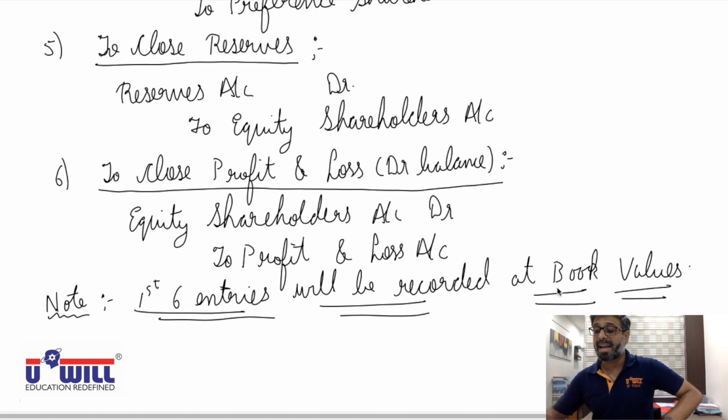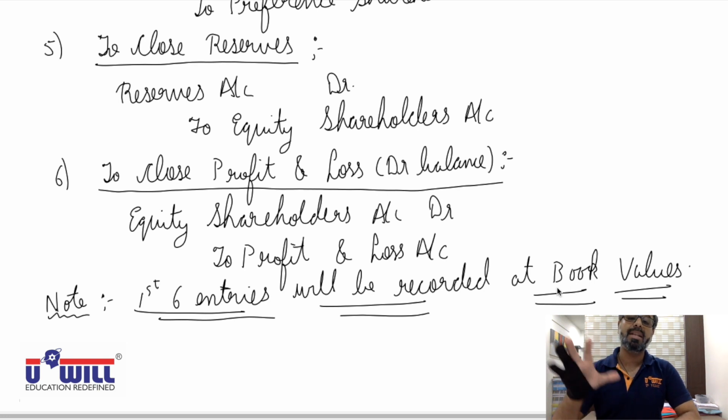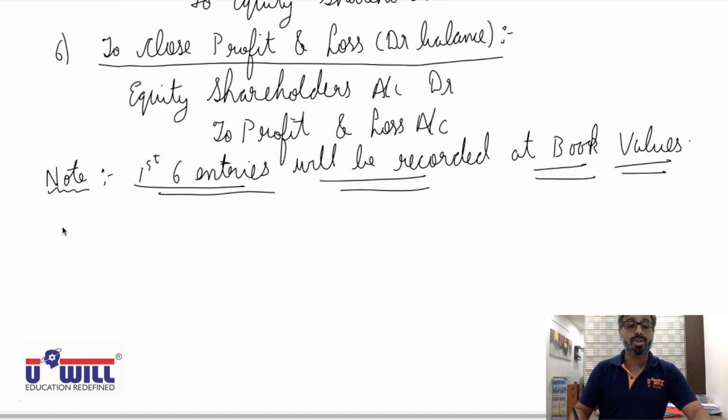Okay, so if in the balance sheet the value of machinery is 10 lakhs, and the agreed value taken by the new company is 8 lakhs, we will not close it with 8 lakhs, we have to close it with 10 lakhs only, which is appearing in the books of accounts. So first 6 entries you have to record with book values. Once we solve the practical questions, I'll explain you more about that. Now understand the remaining stream of entries.